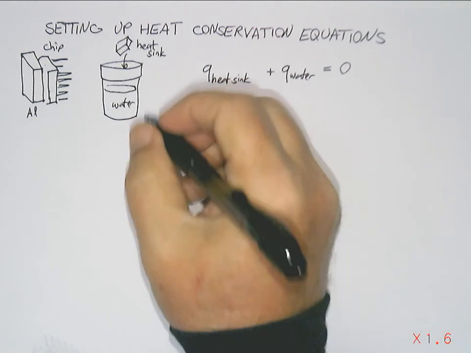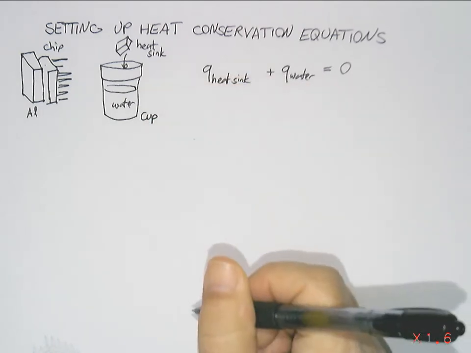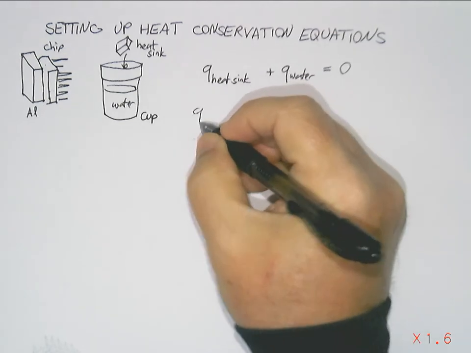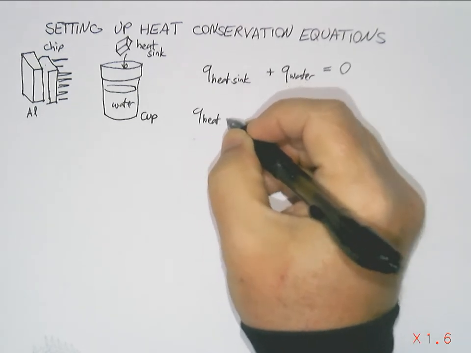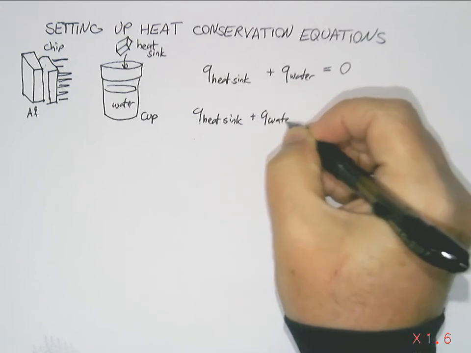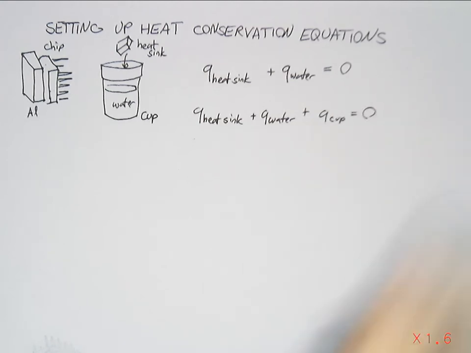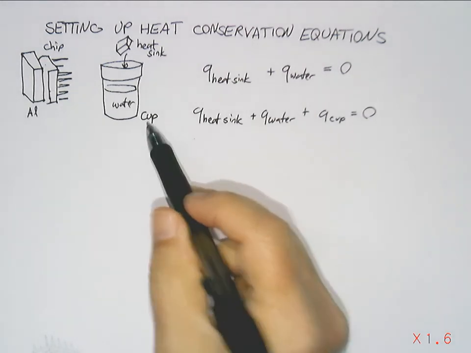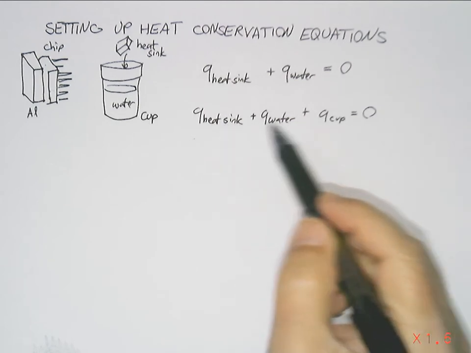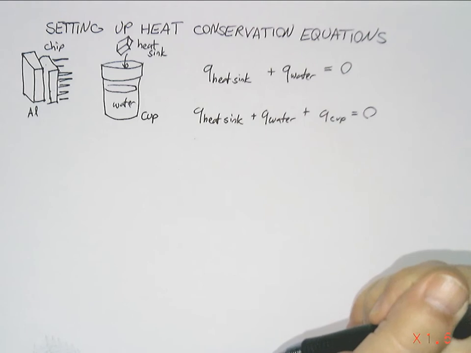Now, if I had any information about the cup in the problem that I'm doing here, I could include that as a component. And then my heat conservation equation would look like this. So you're looking at anything that can soak up heat or release heat in your system, and you're adding a term for that into your heat conservation equation.